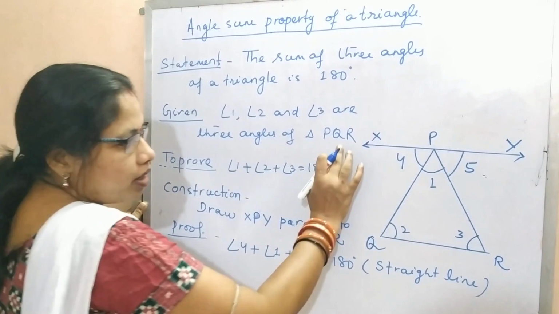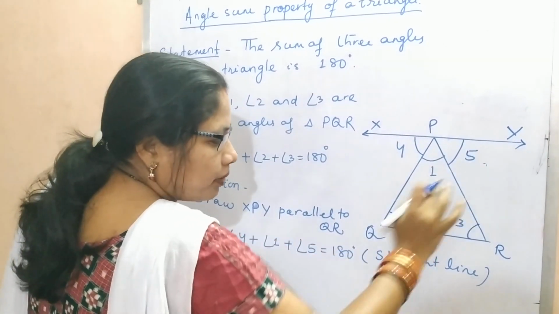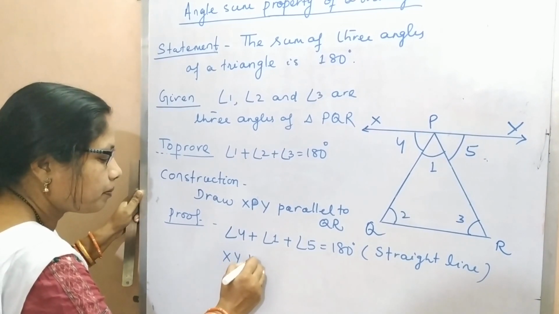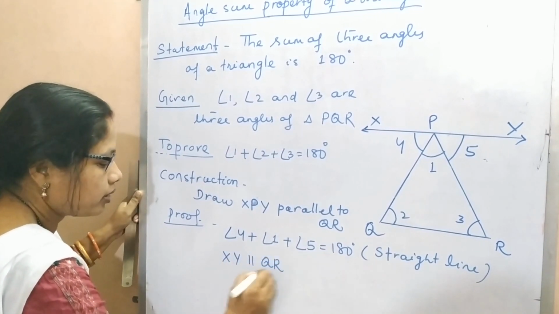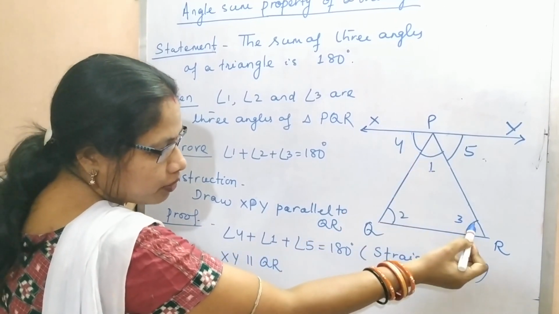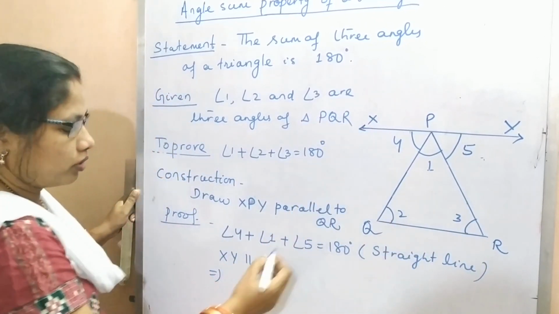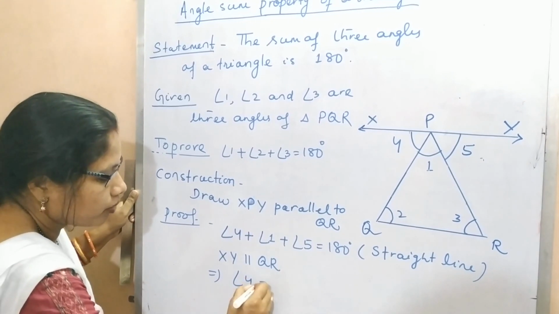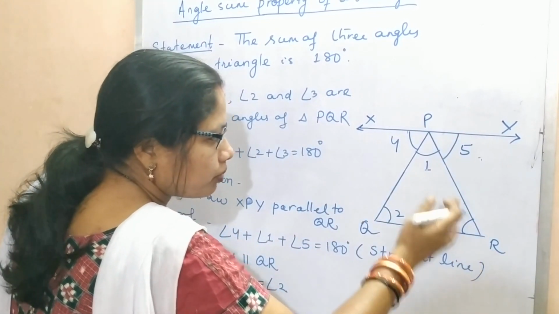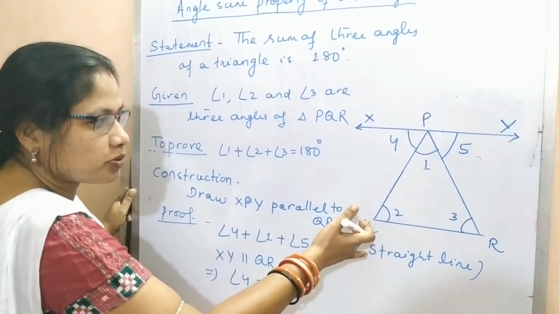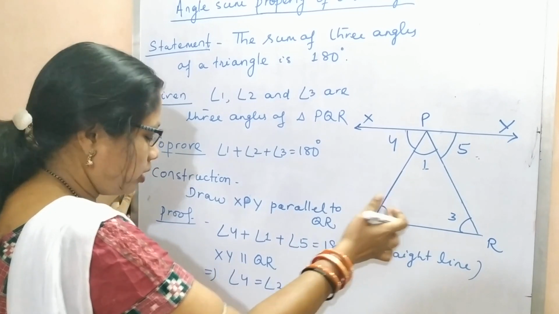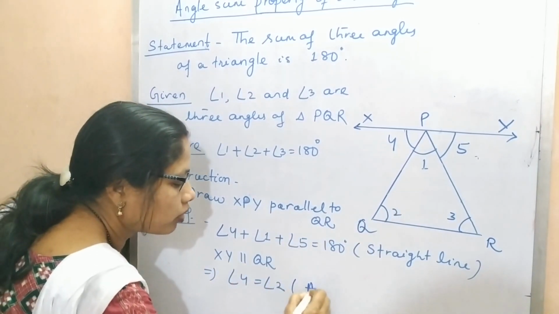And we constructed XY parallel to QR. So this implies angle 4 will be equal to angle 2. XY is parallel to QR and PQ is the transversal. So alternate angles are equal. So angle 4 is equal to angle 2. Alternate angles.